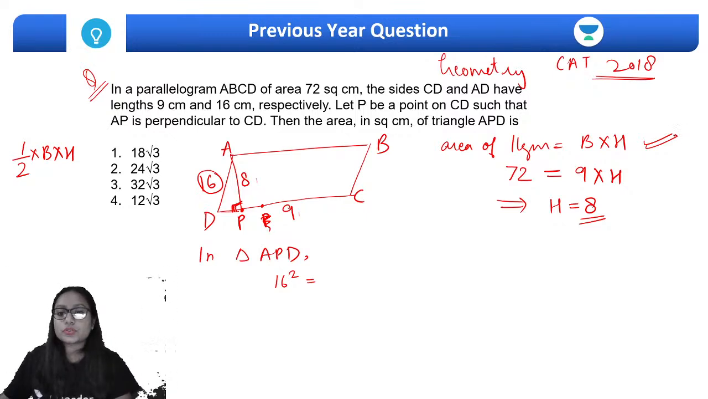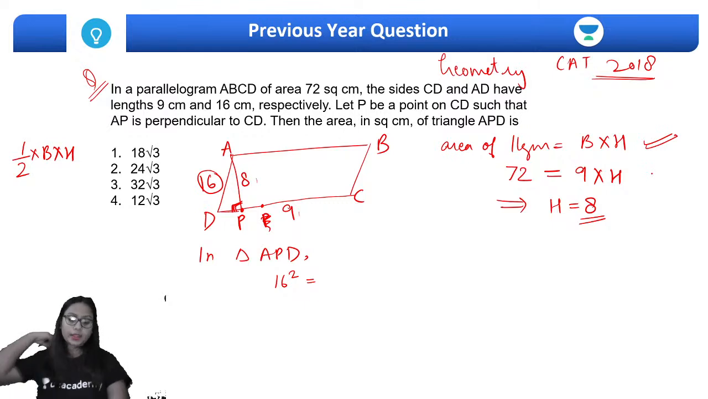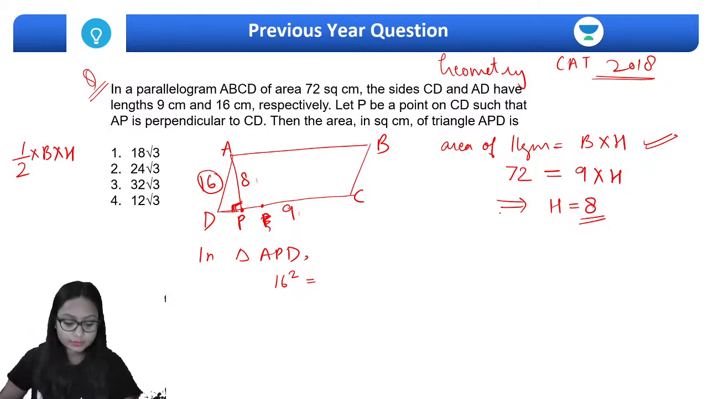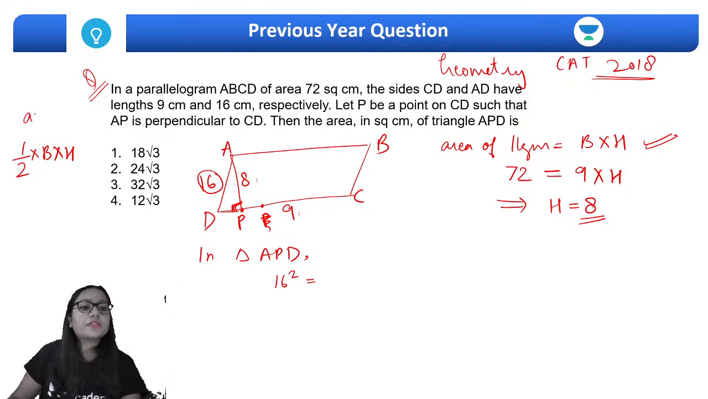Yes, is there any confusion, Shubham? Have I written something wrong? This I have written the area of triangle. This is the area of triangle APD.